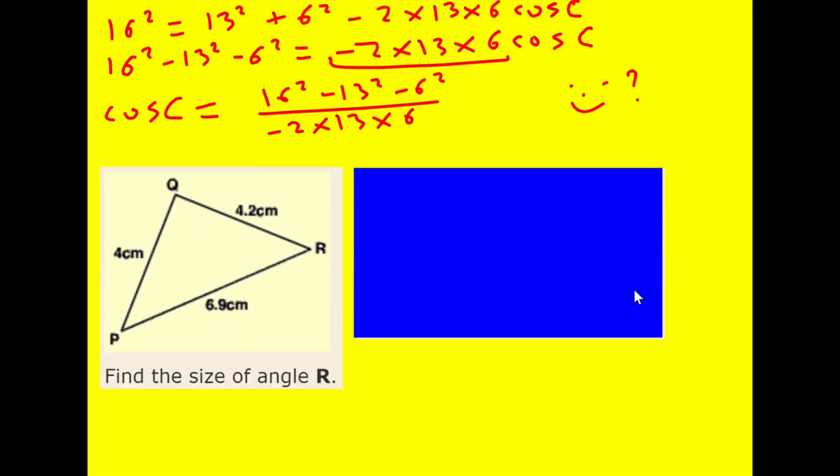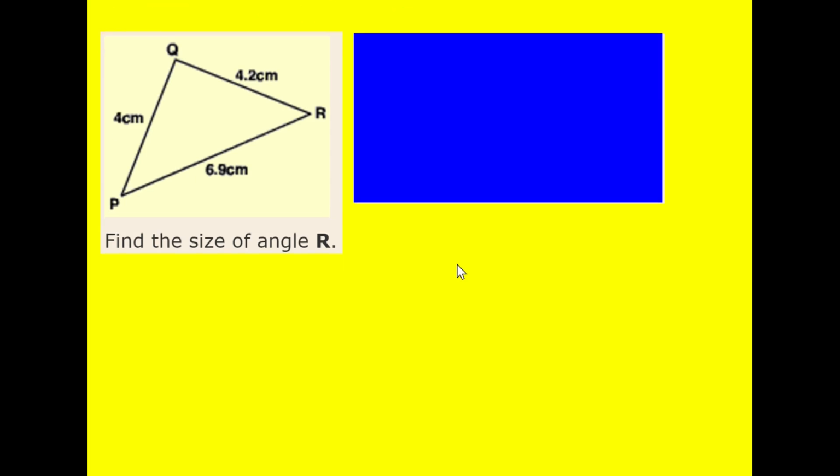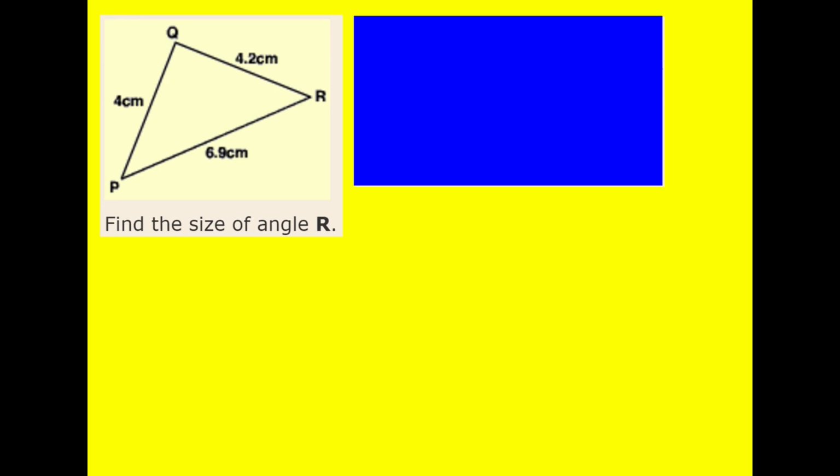Over to you then. Can you try this example here? Find the size of angle R. Just relabel your triangle first. That's my recommendation. So hopefully you paused the video and tried it. Please do. Don't just watch the second example without trying it first.